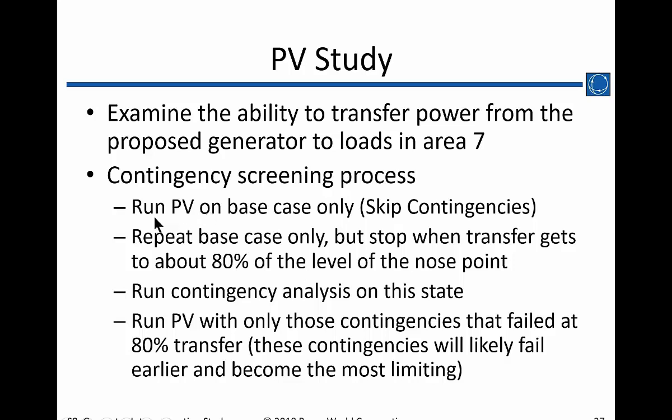So we'll start by just running the PV out on the base case only. And then we can repeat that run, but we'll stop the transfer when it gets to about 80% of the level that's determined in the base case PV run. From that point, we'll launch the contingency analysis and then run those and then identify those that failed to solve. Those contingencies then will be the ones that we'll use with the PV, and it should be a shorter list.